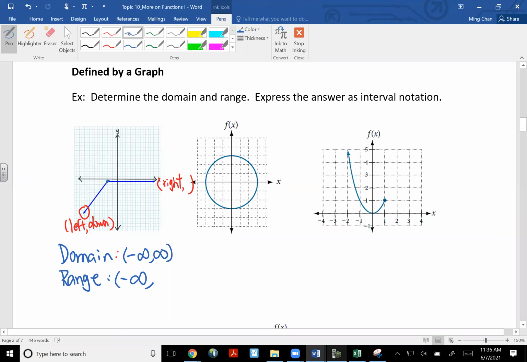So range is about y value. At this point, I know the graph is kind of hard to see. What do you think the y value is at that point? And then it keeps on going. Remember, on a horizontal line, all the y values are the same. So if you know what this y value is, so is the rest of the y values. What do you think this y value is?